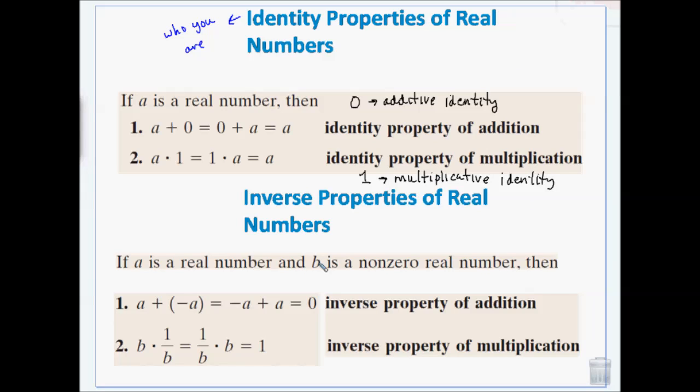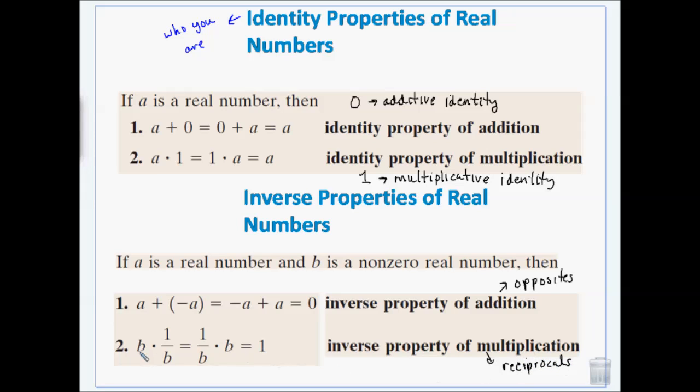please. Inverse properties. Inverses take you to your identity. So A and negative A are inverses of each other. When you're talking about addition, it's opposite signs. So addition inverses are opposites. And multiplication inverses are reciprocals.